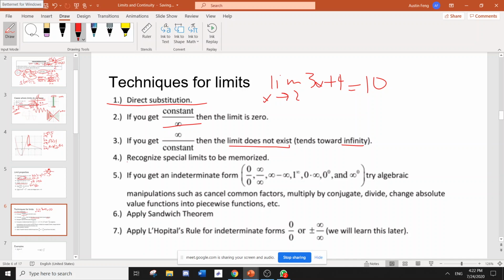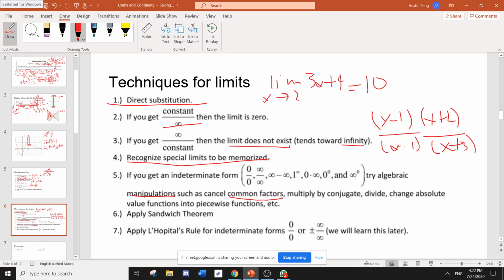Special limits, we'll get to these later. Indeterminate forms: as we saw with some of the first examples, you have to do some manipulations like cancel common factors. Let's say you have (x minus 1) over (x minus 1) times (x plus 2) over (x plus 3), and you're looking at the limit when x is equal to 1. You cancel this out because if you don't, you get an indeterminate form.